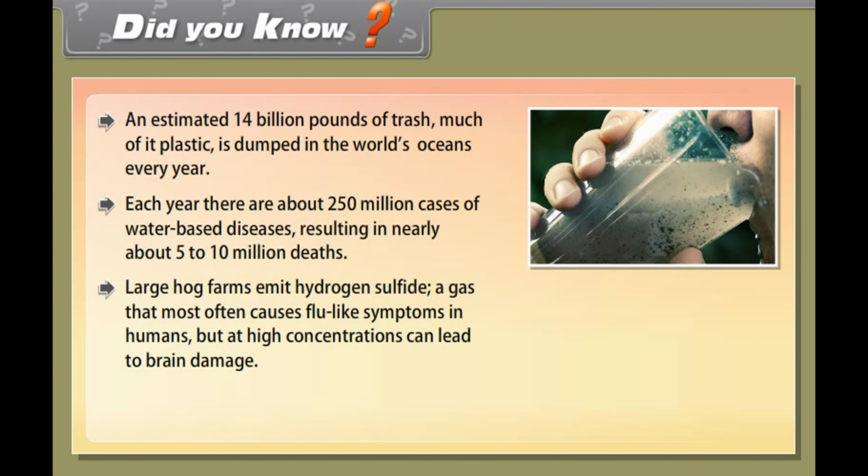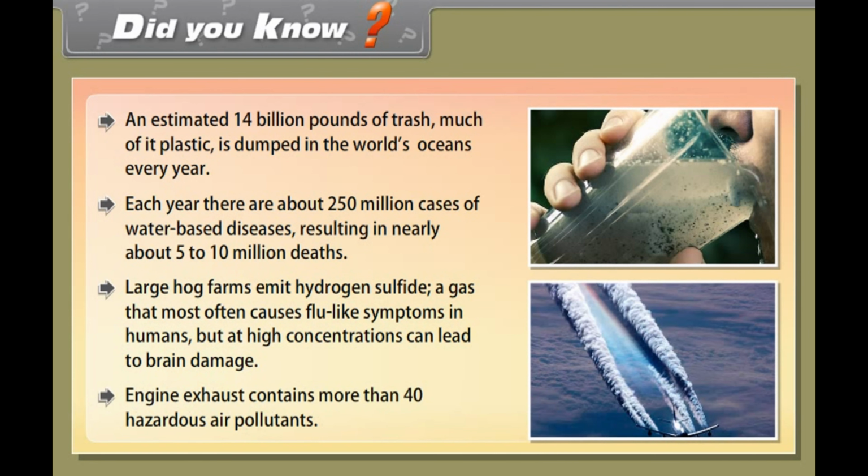Large hog farms emit hydrogen sulfide, a gas that most often causes flu-like symptoms in humans, but at high concentrations can lead to brain damage. Engine exhaust contains more than 40 hazardous air pollutants.